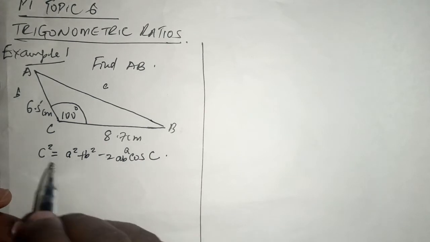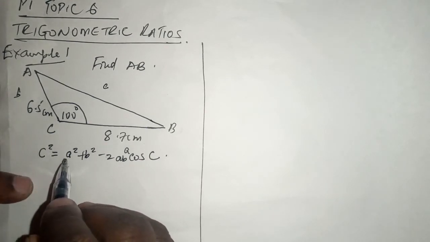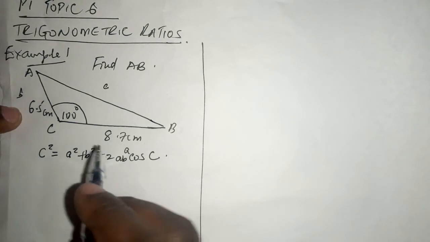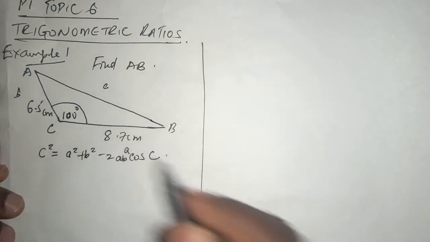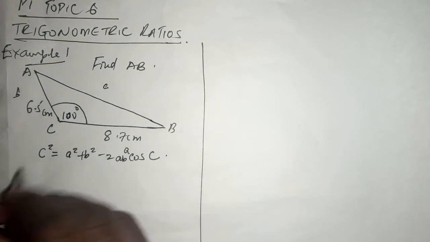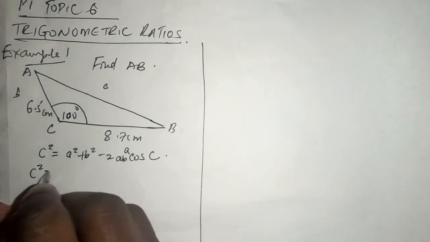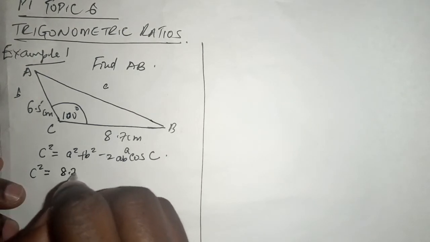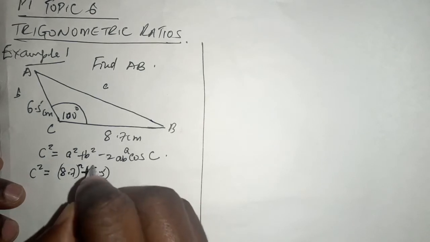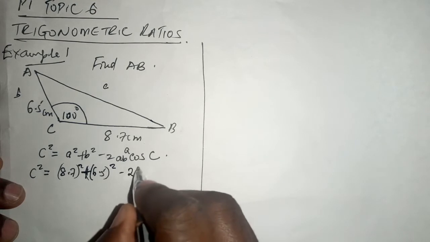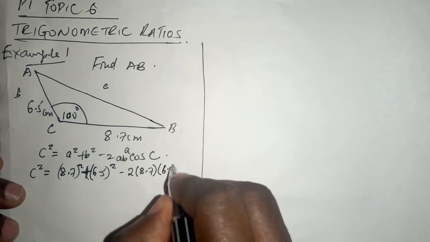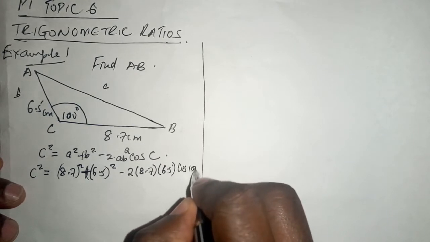We can already see that side A is given, B is given, so our duty is only to find the value of C. And of course, the angle itself, angle C, is given. So C squared is going to be A squared, which is 8.7 squared, plus 6.5 squared, minus 2 times A, which is 8.7, times B, which is 6.5, times the cosine of 100 degrees.